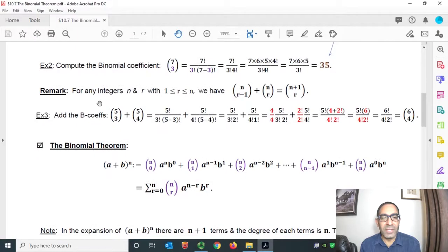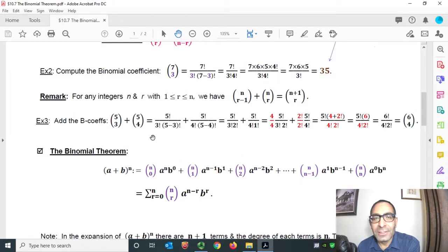Next, remark: for any integers n and r, for r between 1 and n, we have n choose r minus 1 plus n choose r turns out to be n plus 1 choose r. Great. Now let's do example 3.